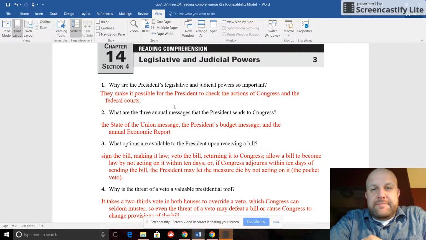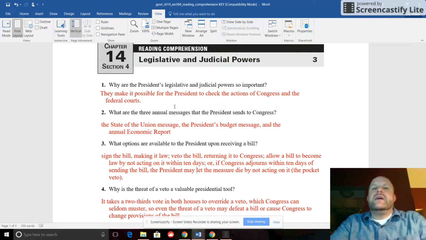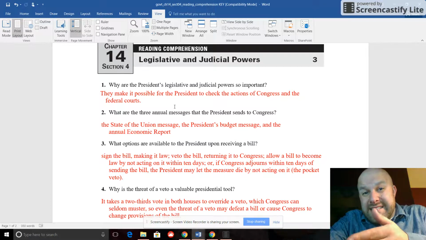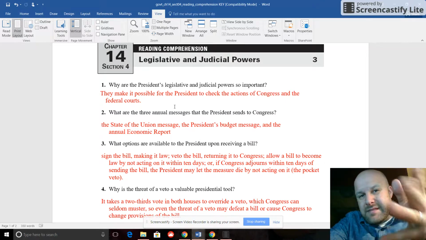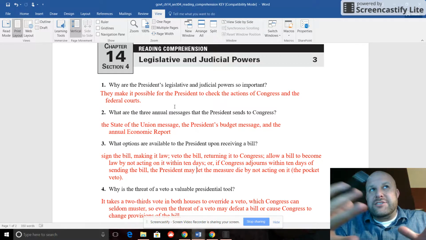I'm going to briefly talk about 14.4 in government text, the legislative and judicial powers. Thus far we've talked about the executive powers, looking back at 14.2 and 14.3, diplomatic and military powers. Some of these we've talked about when we've discussed Congress, but let's look at it from the perspective of the president. So the president's legislative and judicial powers, again, are providing that check and balance.